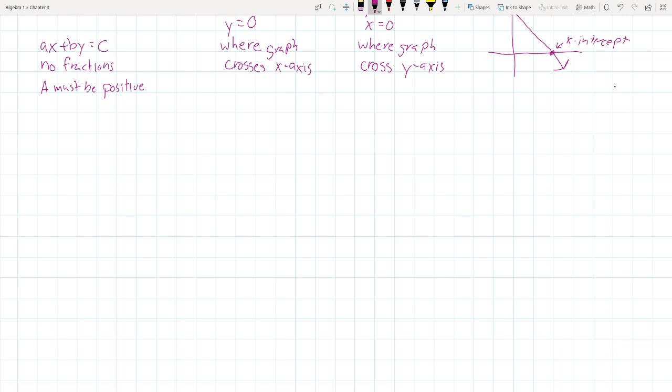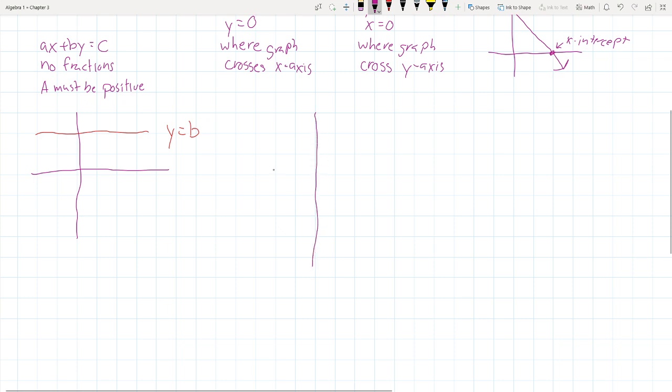Horizontal and vertical lines. A horizontal line on a graph, I'll have to change colors just so you can see this. So if this is a normal graph and I have a line that goes like this, this is y equaling a number, and we're going to say b. Alternatively, on another one, a vertical line, this is x equaling b, or a. We'll use a.